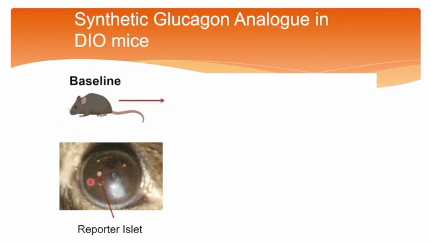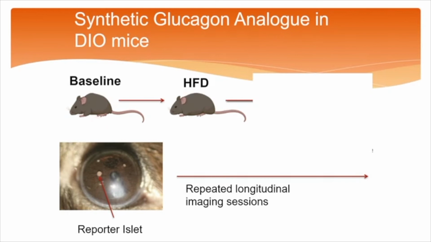We transplanted normal islets, expressing the G-camp fluorophore in their beta cells. We transplanted those as reporter islets into their eyes, and then we took baseline readings of pan-islet connectivity when the mice were still lean and metabolically healthy. We then repeated those imaging studies once the mice had become obese and dysglycemic.